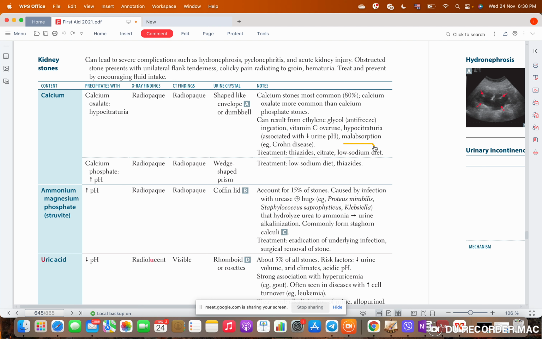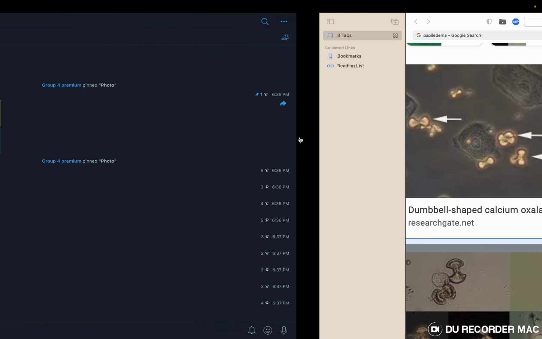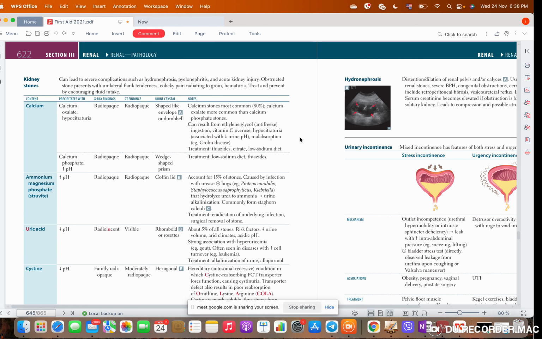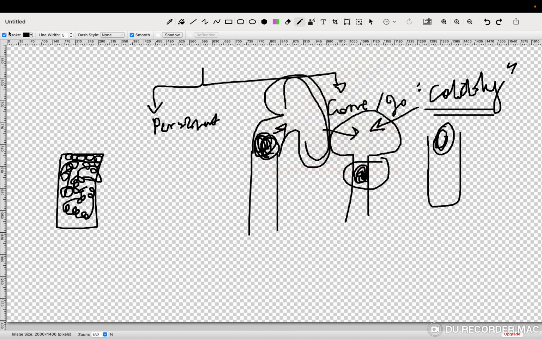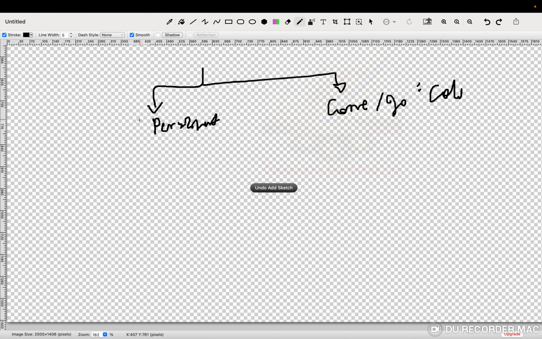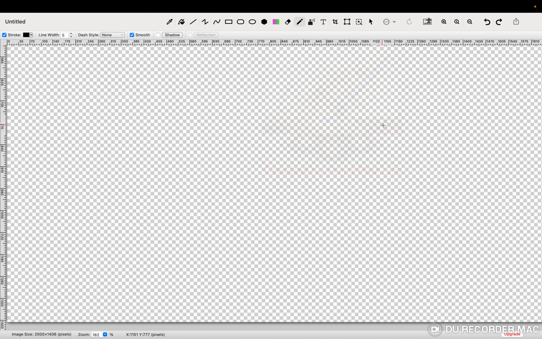And the most important one in this whole kidney stone chapter is the Crohn's disease one. How can Crohn's disease lead to a kidney stone? You must know that. Just a second. Okay, so the kidney stones caused in Crohn's disease, are they calcium oxalate or calcium phosphate? Okay, so look what happens.